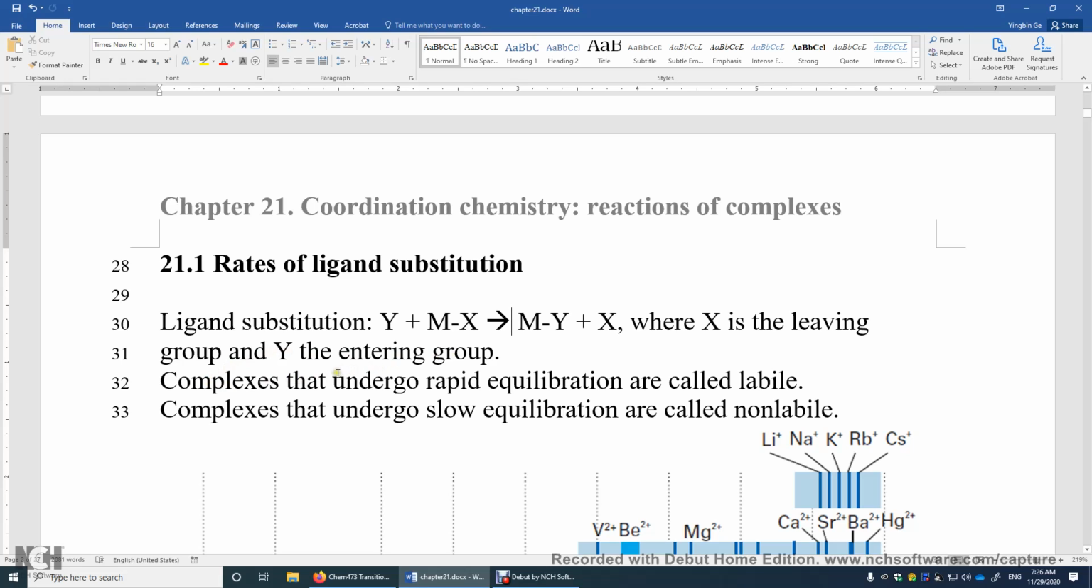Transition metal complexes that undergo rapid equilibration are called labile. Transition metal complexes that undergo slow equilibration are called non-labile. So over here, labile means this reaction is fast. Non-labile means this reaction is slow. Again, labile versus non-labile is regarding the chemical reaction rates. They have nothing to do with the chemical equilibrium constant.